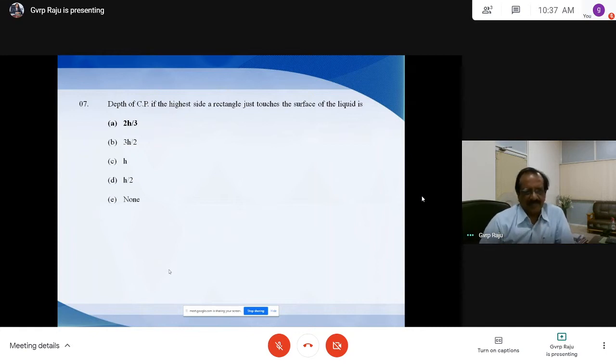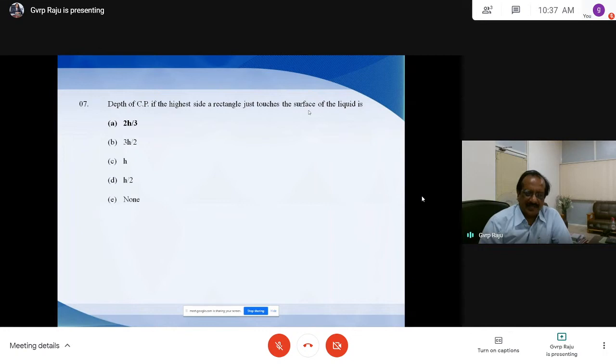So take a rectangle, maybe a vertical plane surface, where the top touches the surface of the liquid. When the top touches the surface of the liquid, the pressure at the top is 0. And if you go down to a depth of H, it is wH. So we have a triangular pressure distribution when the surface touches the surface of the liquid.